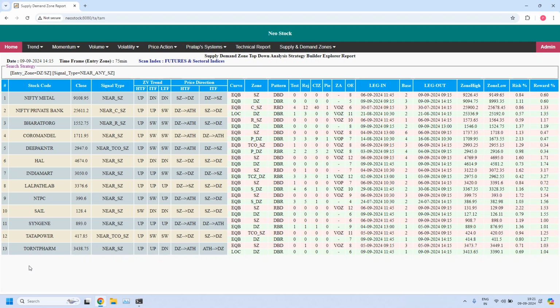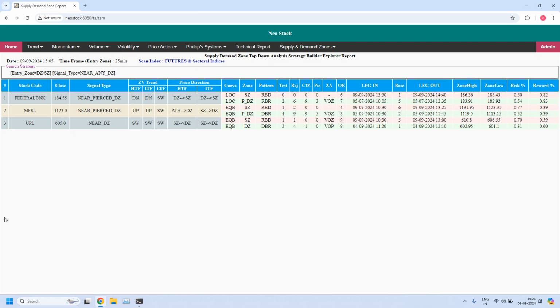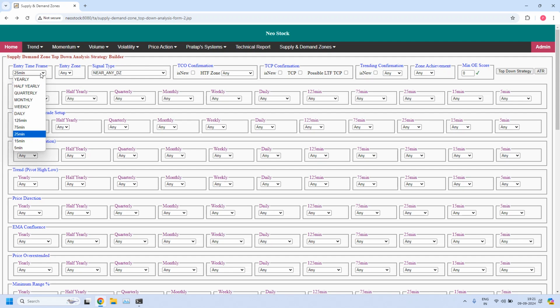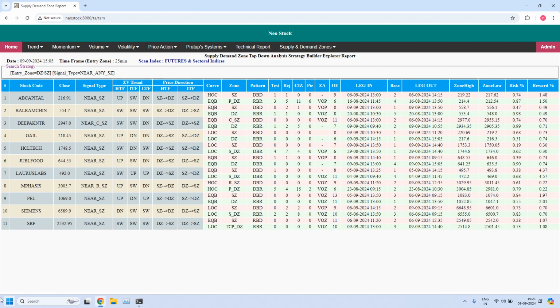Okay, this is about the 75 minutes time frame. Next time frame is 25 minutes. Let us find the stocks near the 25 minutes demand zone. 3 stocks are filtered. Next, for the 25 minutes time frame, let us find the stocks near the 25 minutes supply zone. 11 stocks are filtered.